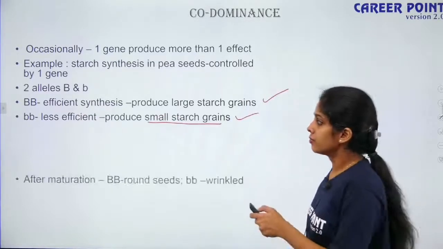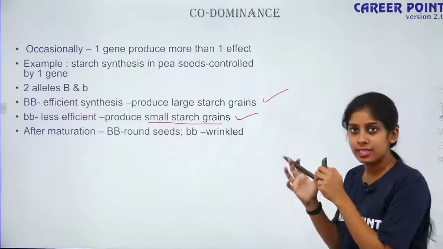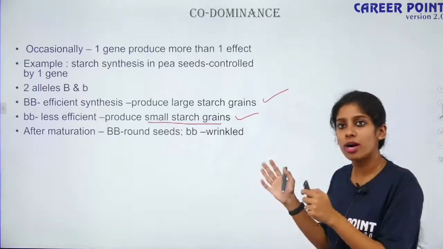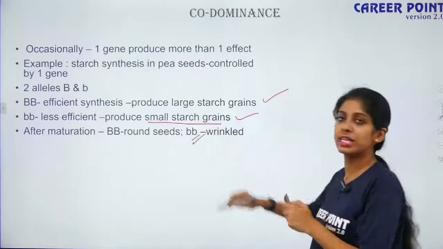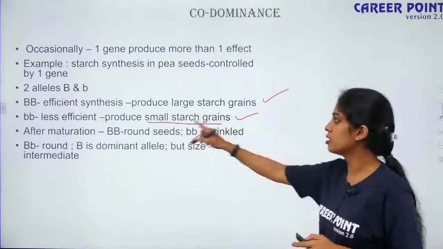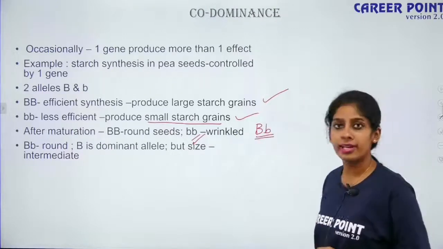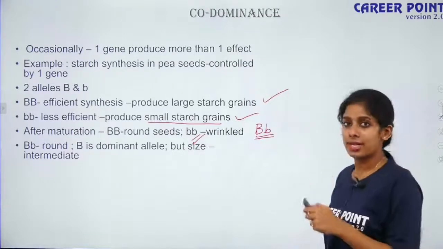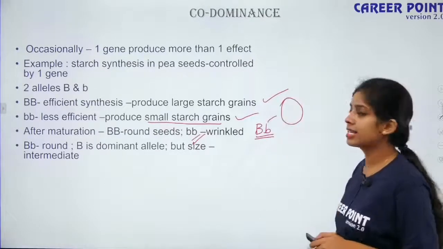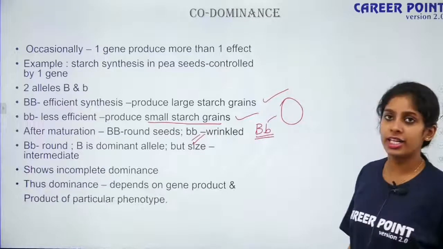Okay. After maturation, so they are basically pea seeds. So after maturation, BB produces round seeds, the small b ones produce wrinkled seeds, right? So this is round, this is wrinkled. So the heterozygous one will be round, right? Because B is dominant. But after maturation, this produces an intermediate size which is neither small nor big. So this shows incomplete dominance.